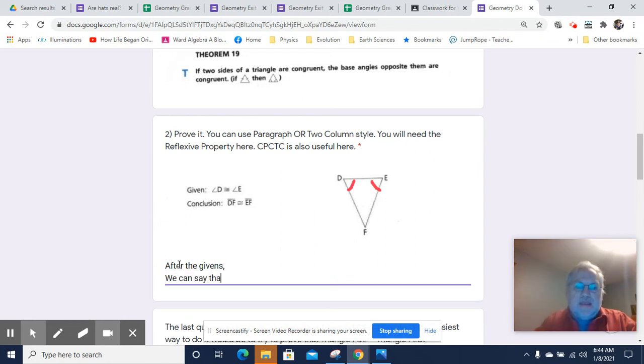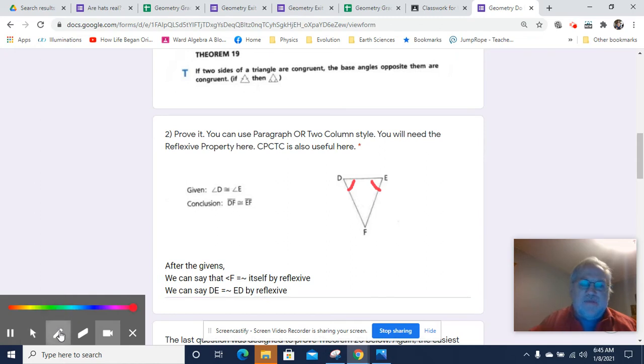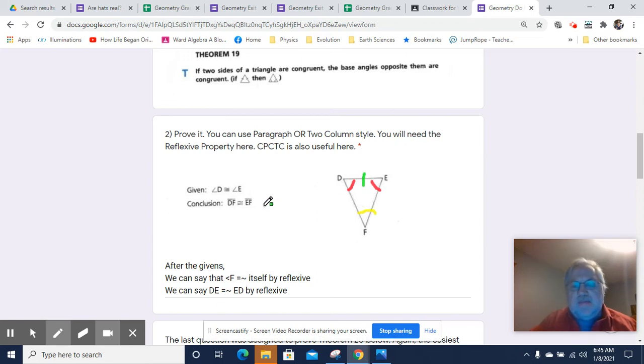We can say that angle F is congruent to itself by reflexive. We can say that DE is congruent to ED by reflexive as well. Okay, so let's label the stuff that we now have. I'm going to color code it. So I now have established that angle F is congruent to itself and side DE is congruent to side ED.